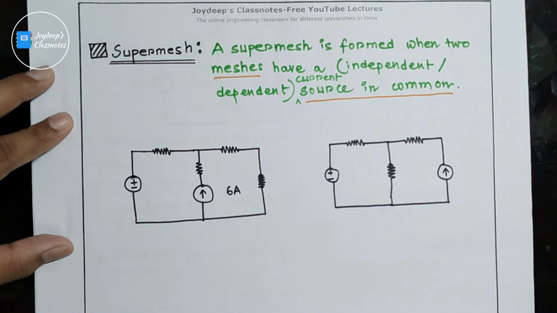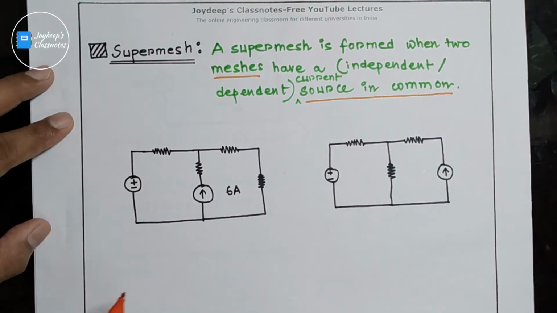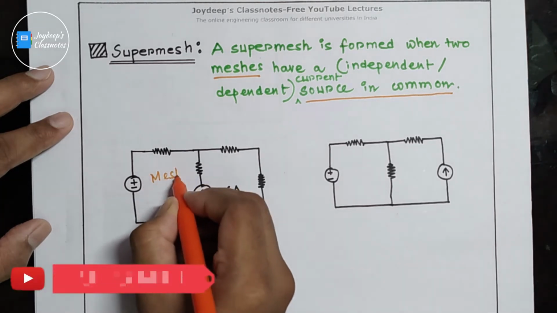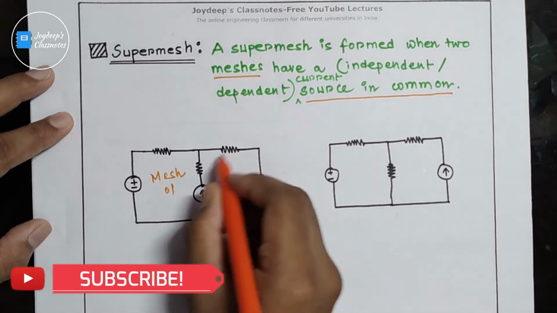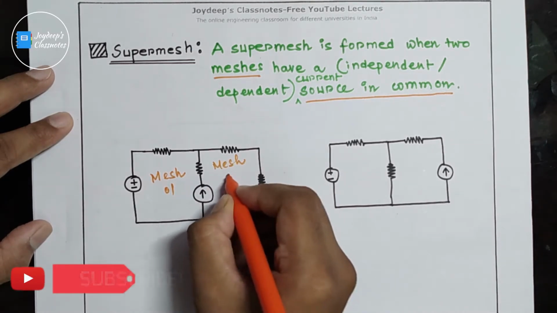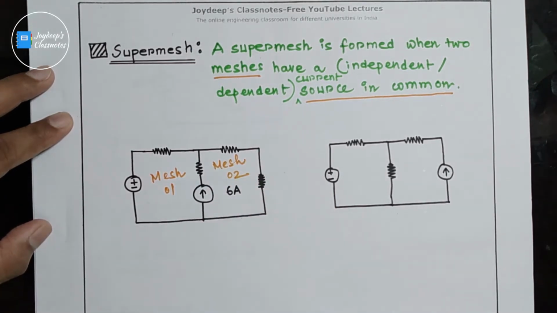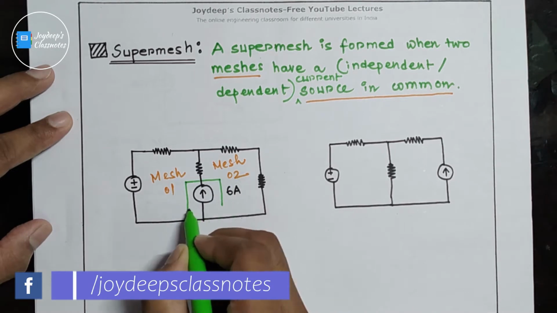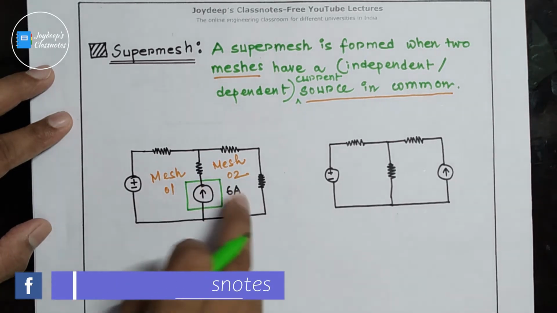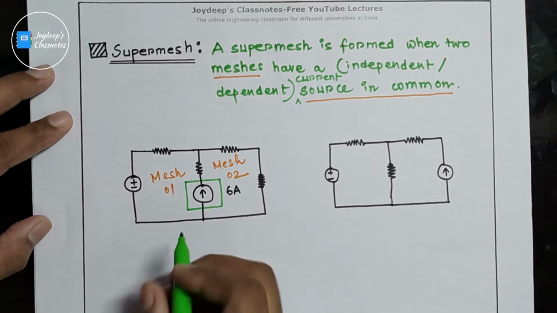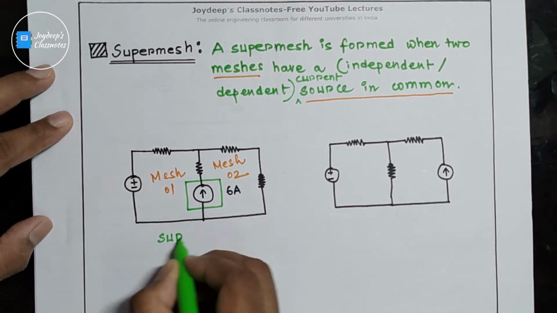Clear? Now if we take this circuit for example, then we can see this is a mesh, this is mesh 1, let's say. This is also a mesh, so let's say this is mesh 2. Now between these two meshes we can see that this current source is common over here. This current source is common for these two meshes, so this forms a supermesh, right? So this is a supermesh problem.